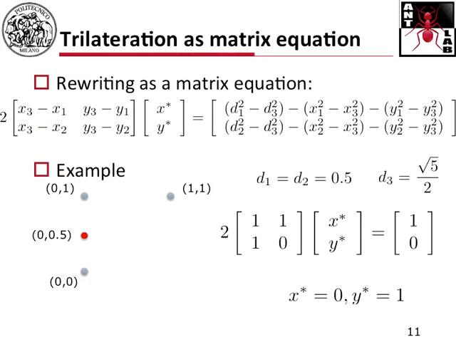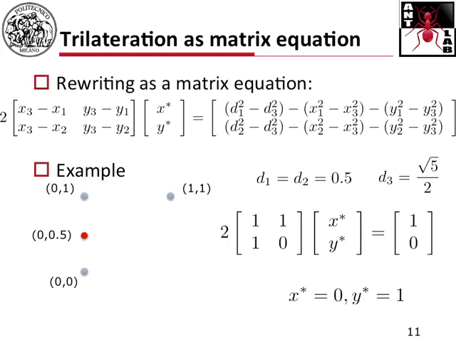Then it's more convenient to rewrite this kind of system using matrix notation. Just by grouping up the coefficients, the parameters of the localization system, and the variable vector, you can rewrite that system in a more compact matrix-like notation.